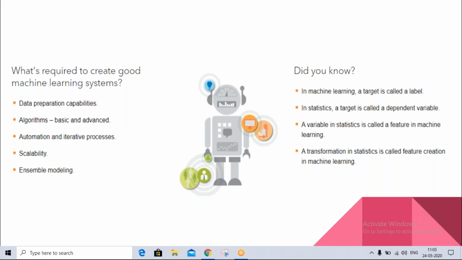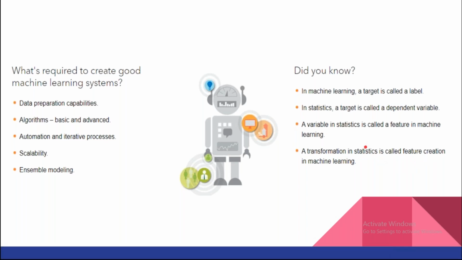So if somebody is from a statistics background, they might relate to this a lot. In machine learning, a target is called a label, and in statistics, the target is called a dependent variable. A variable in statistics is called a feature in machine learning. Transformation in statistics is called feature creation in machine learning.